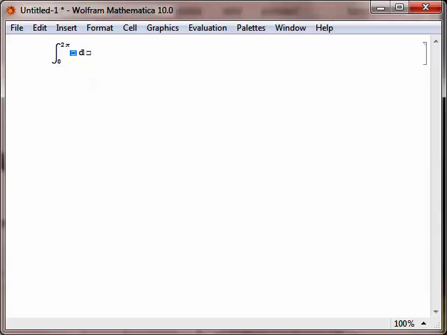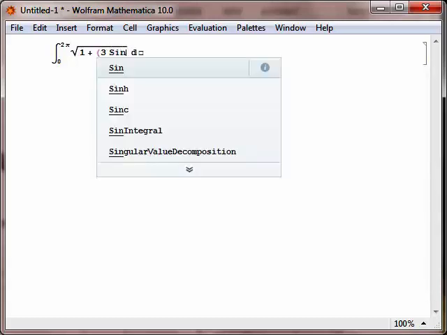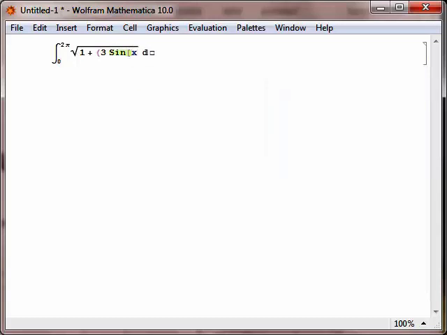And now I need to do a square root, which again I could go to the palette, but I'm going to use the keyboard shortcut, which is to hold down Control and push 2, and then 1 plus parentheses 3. Now remember that when you're doing trig functions, you must capitalize the trig function, and then you have to use square brackets around the input.